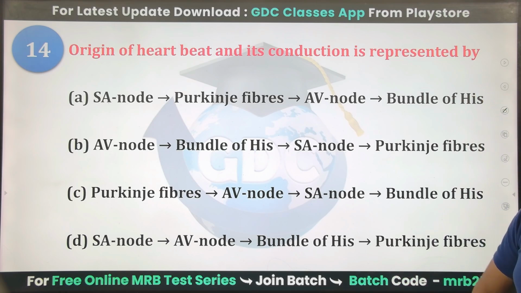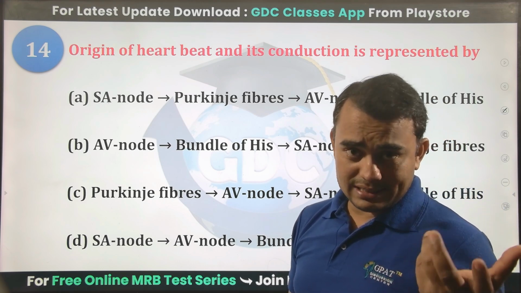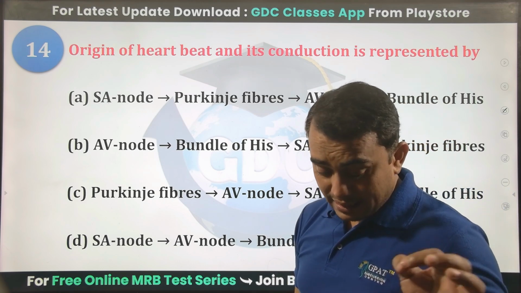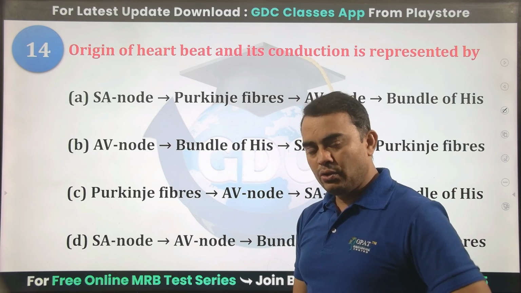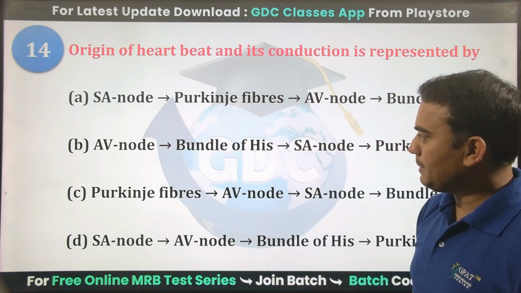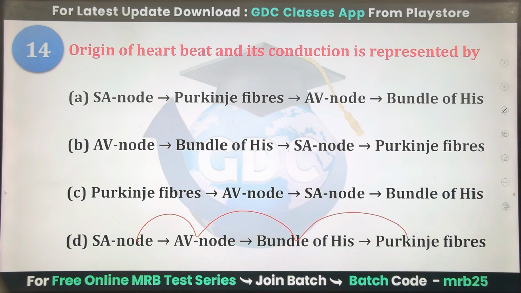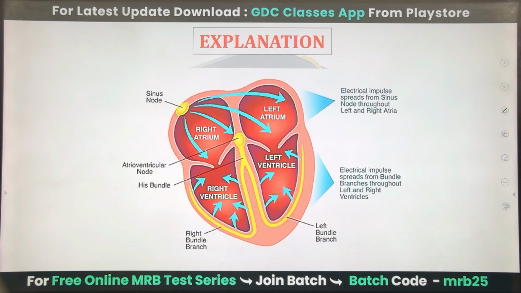The origin of the heartbeat and its conduction is represented by the SA node, also called the pacemaker, where the impulse is generated. SA node to AV node to bundle of His to Purkinje fiber. This is the conduction pathway. SA node to AV node to bundle of His to Purkinje fiber. Option D will be the correct answer.